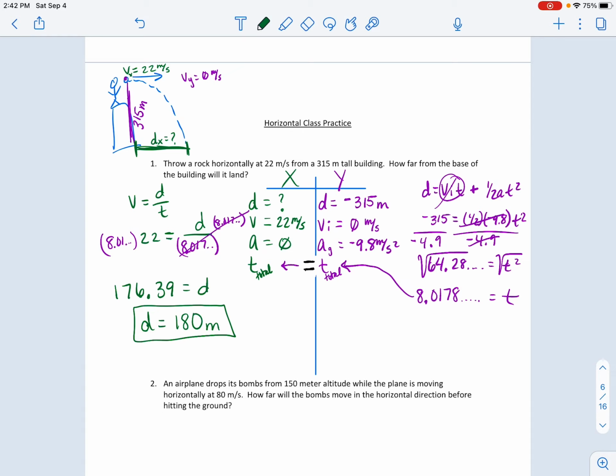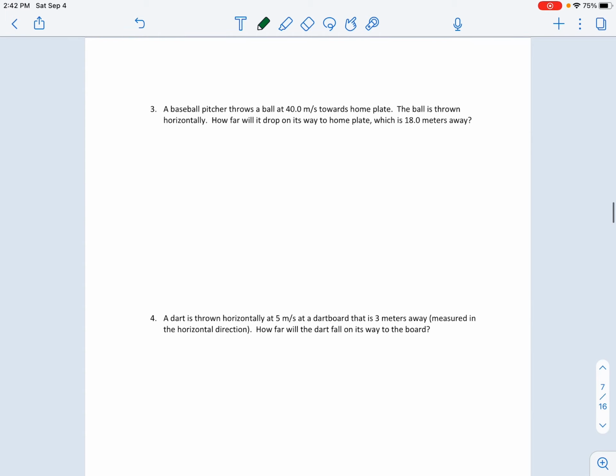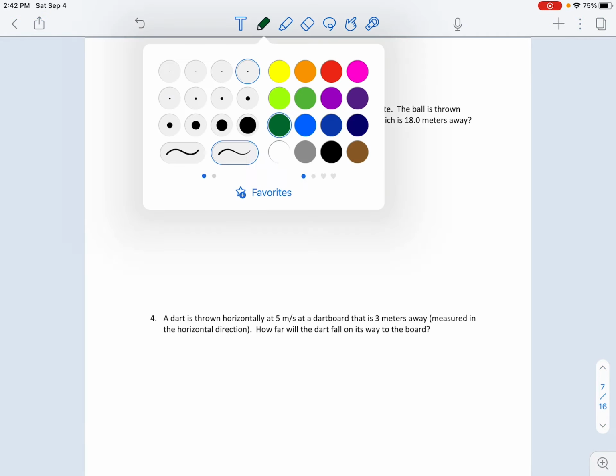All right, I'm going to do one more example problem with you. This one, I'm going to go through a little bit quicker because I've already explained the process of how to use the chart. So let's look at question number 3. It says a baseball pitcher throws a ball at 40 meters per second towards home plate. The ball is thrown horizontally. How far will it drop on its way to home plate, which is 18 meters away?